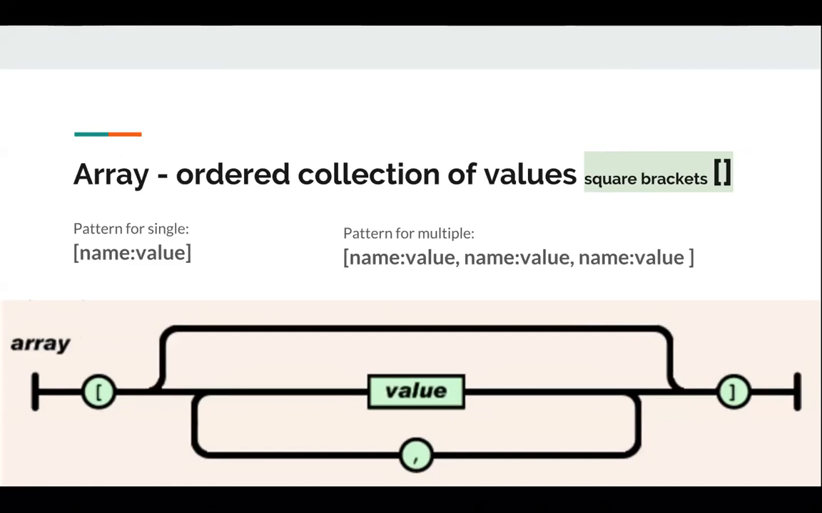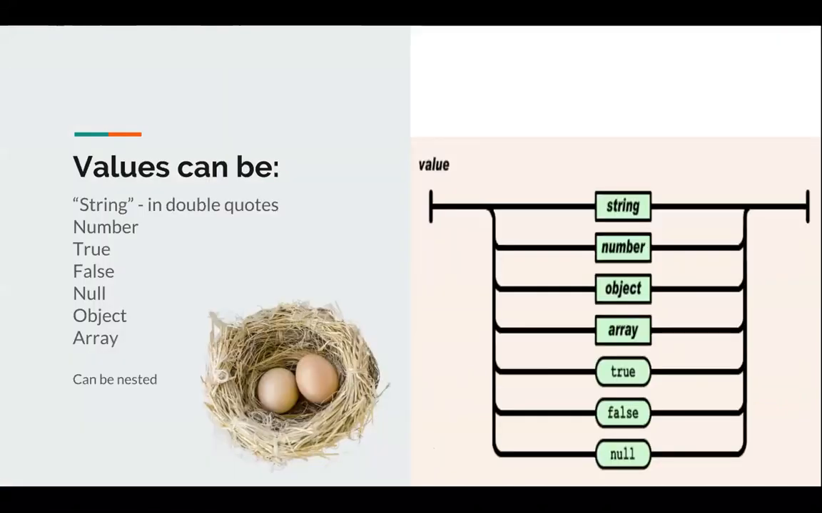An array is an ordered collection of values, and it uses square brackets. So same pattern, just with square brackets: the name, the colon, the value, and use a comma to separate, but not on the last one. Values can be a number of different things. They can be a string, but it has to be in double quotes. They can be a number, true, false, null, an object, or an array, and they can be nested in each other. So I have a nice little picture of a nest. These things help me remember things. I'm sorry I don't have a lot more pictures, but okay.